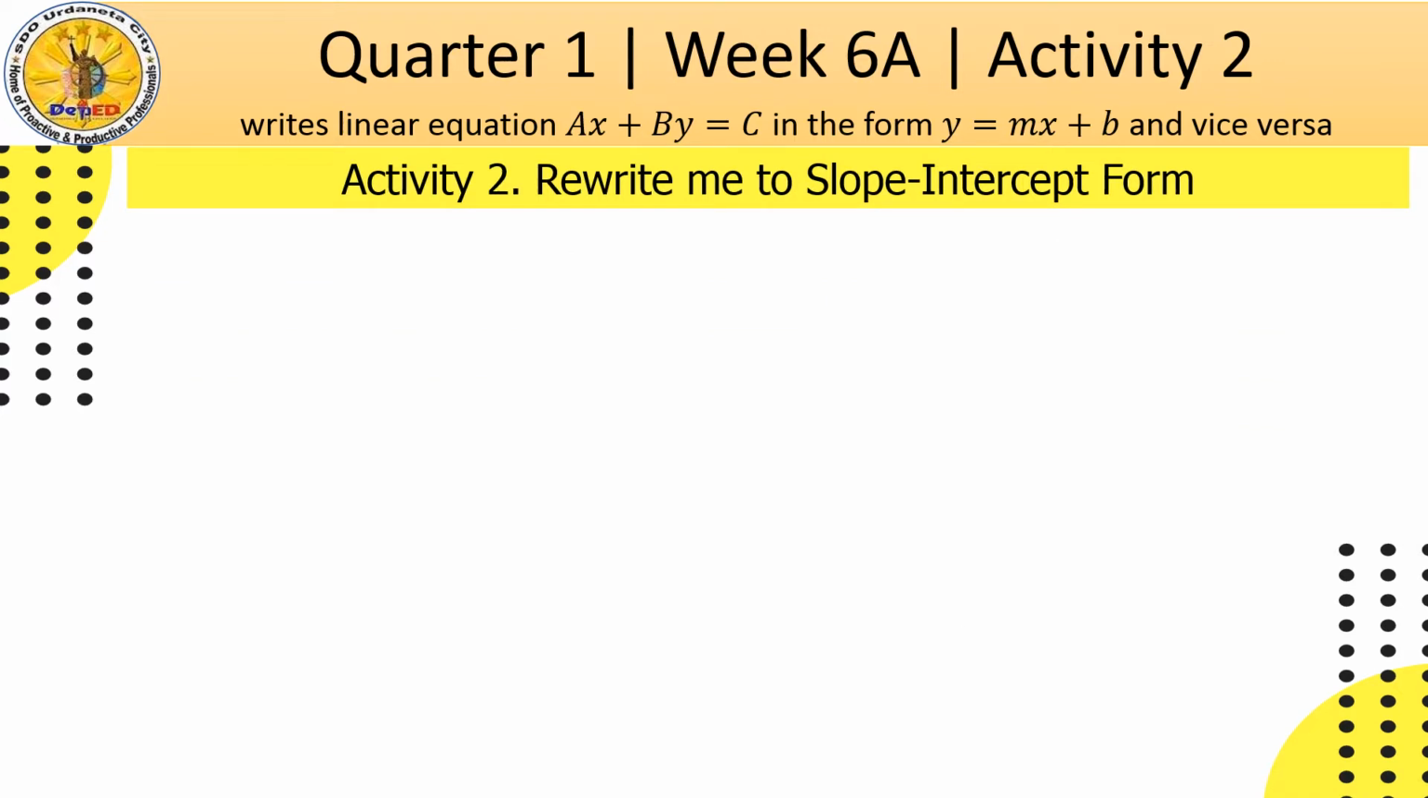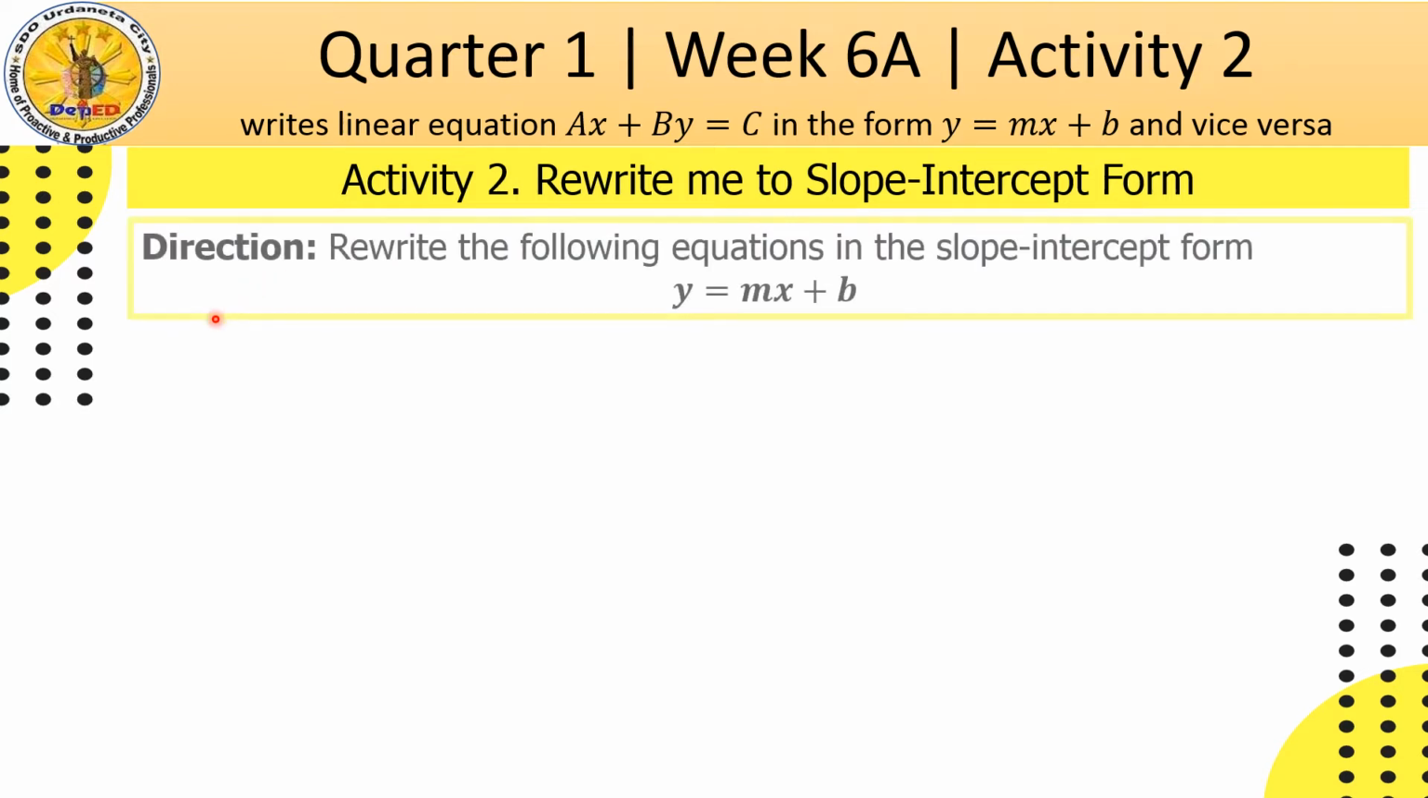For Activity 2, we have Rewrite Me to Slope-Intercept Form. The given direction is to rewrite the following equation in the slope-intercept form, y = mx + b. Number 1: 4x + 2y = 8. The given is in the standard form, and we're going to rewrite this in the slope-intercept form.